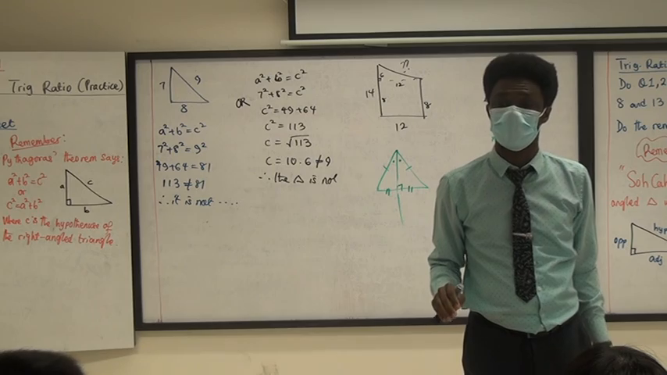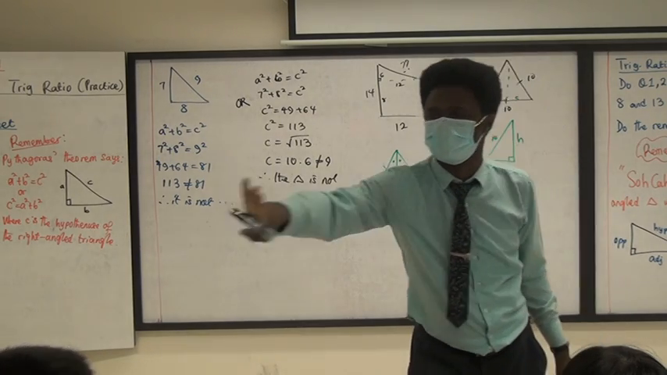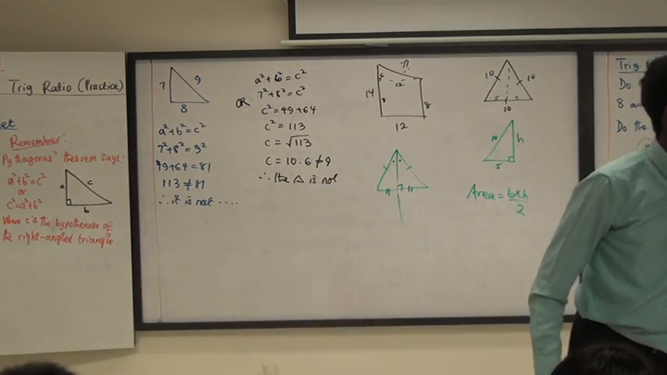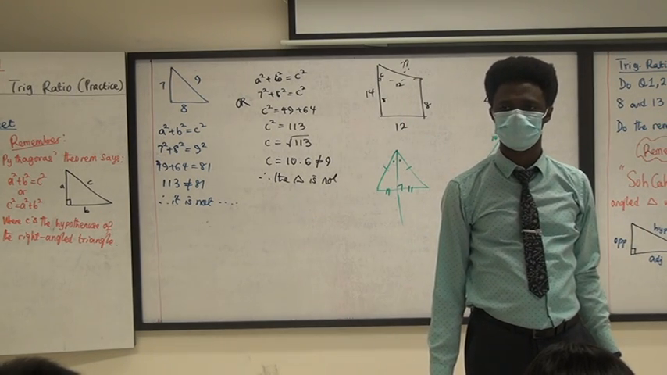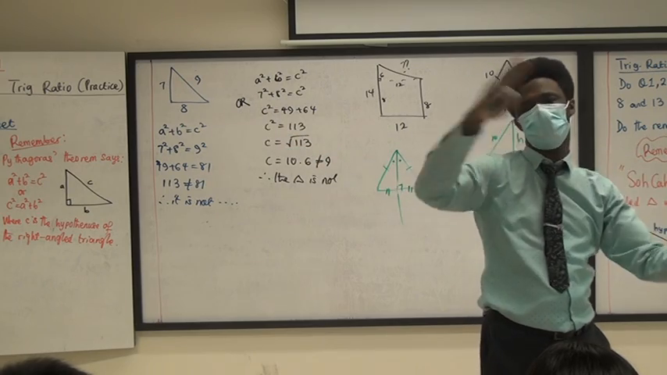38, 52. Okay, this side, sine 38. This side, cos 52. And tell us your answer together. 0.615. Same thing.